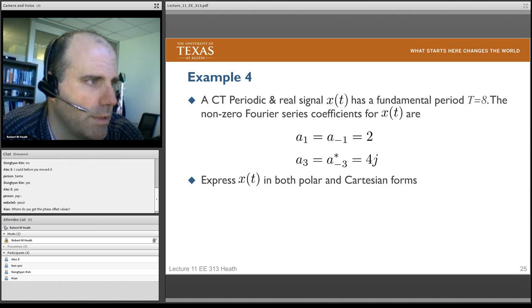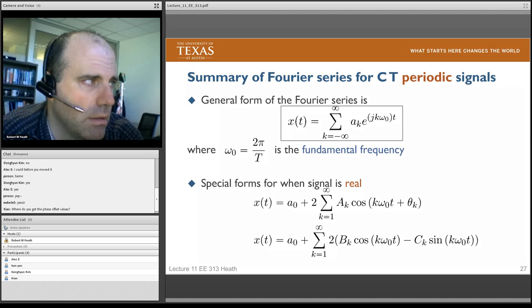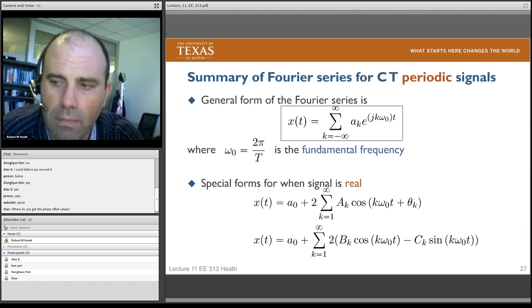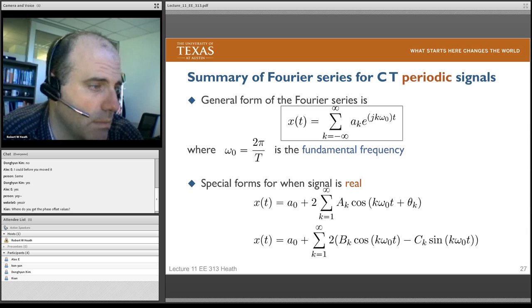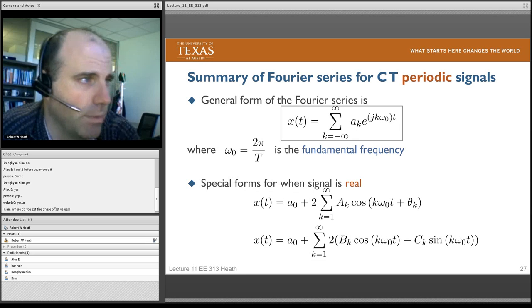Well, let me see here. Unfortunately, I don't have the solution written here. All right, sorry. Let's skip this one. I'll try to write up the solution and post it on Canvas.